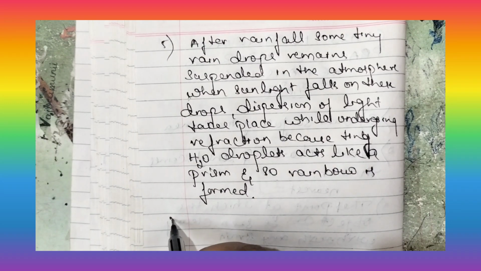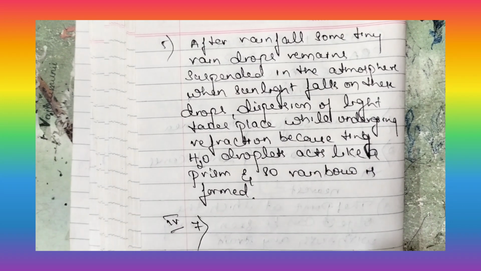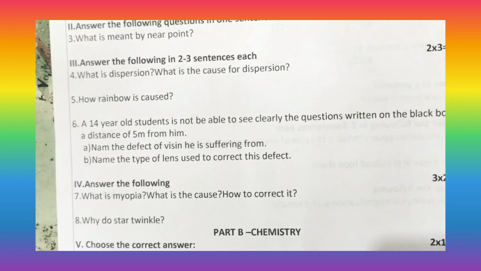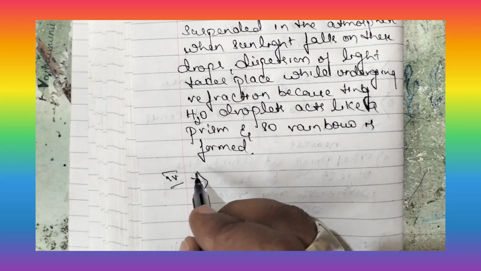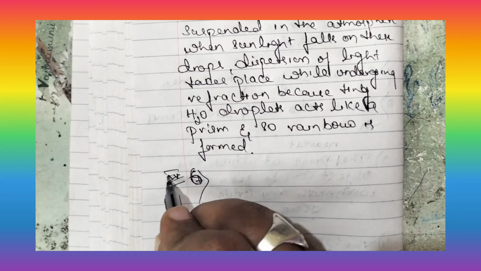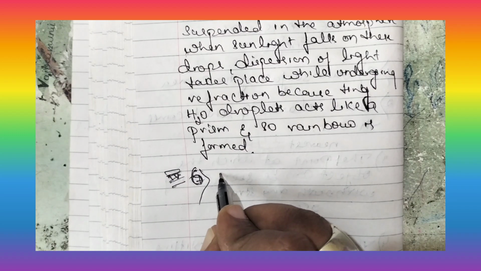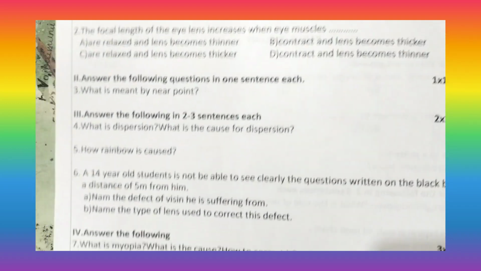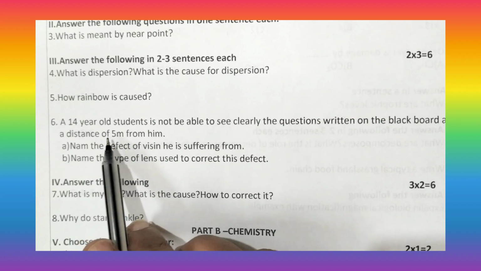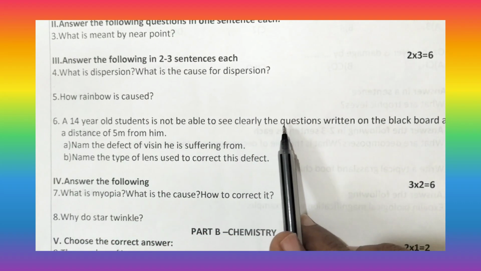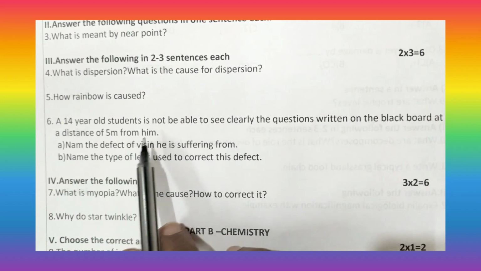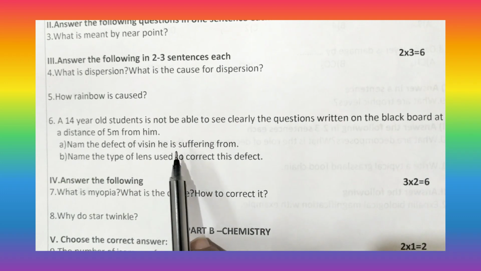Now let us move for the sixth question. Here two questions will be there, so let us answer both the questions A and B. The first question is, a 14-year-old student is not able to see clearly the questions written on the blackboard at a distance of 5 meters from him. Name the defect of vision he is suffering from.